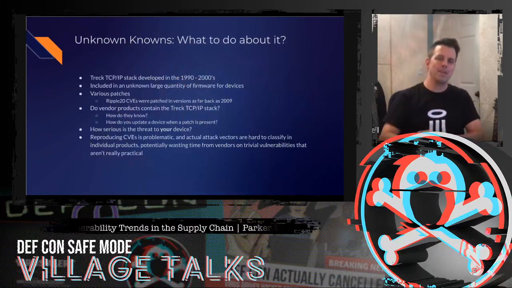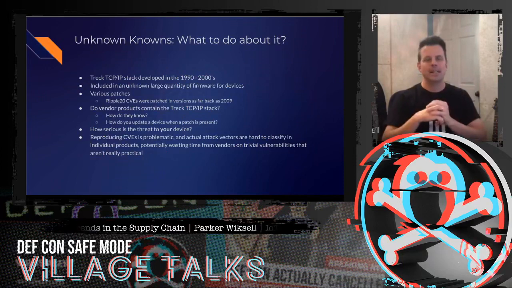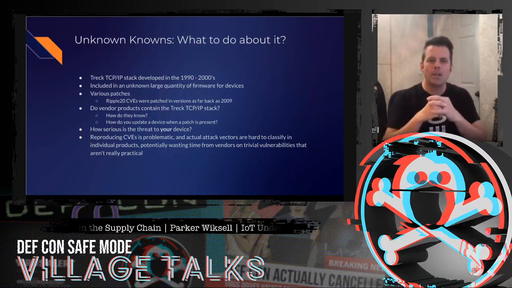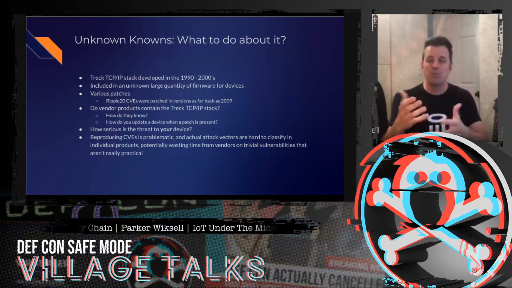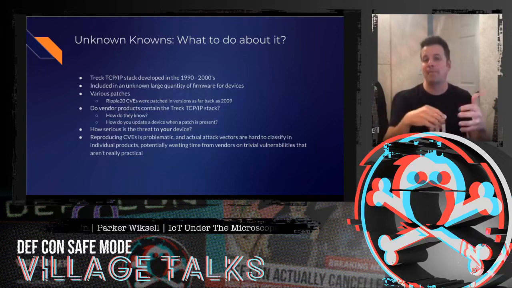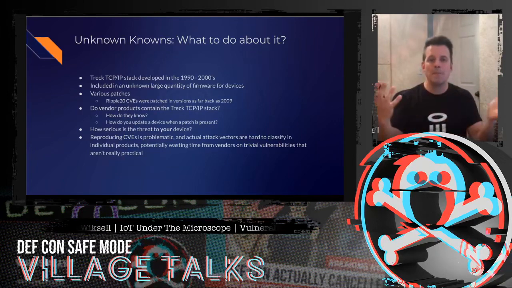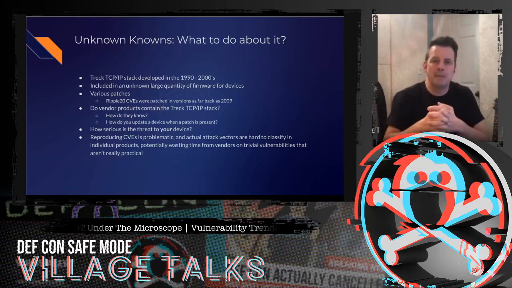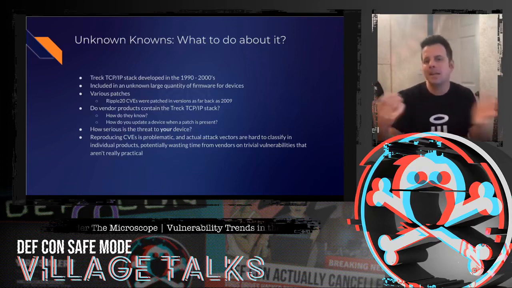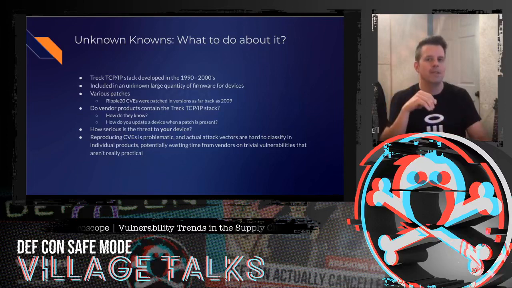Okay, so anyways, it was developed somewhere in the 90s to 2000. It was included in a large quantity of firmwares for devices. There's been various patches to it. Some of the Ripple 20 CVEs that were disclosed were patched in versions as far back as 2009. So you're a vendor. What products of yours contain this TCP/IP stack? How do you know? How do you update a device when a patch is present, or even know what version of the Trek stack you used to have in your device?